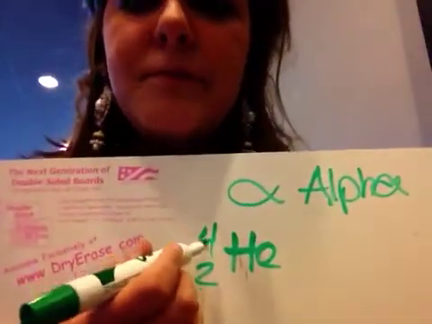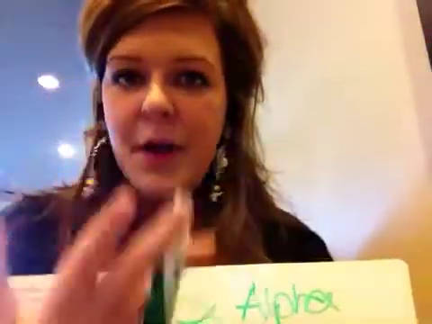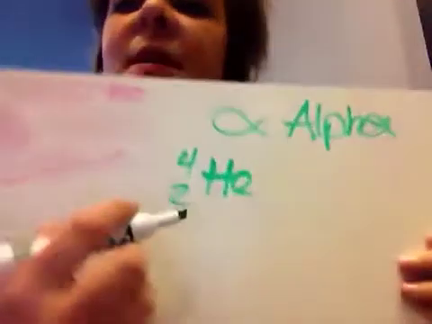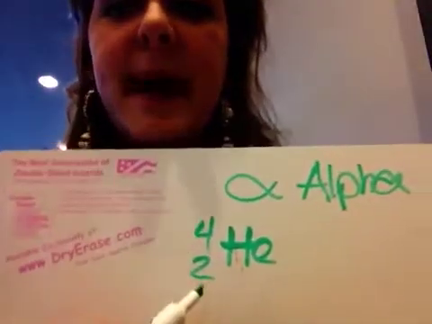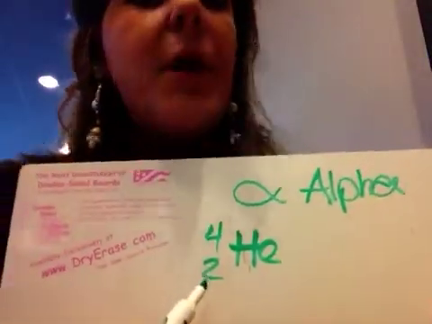So you have your symbol, mass number, and the atomic number of protons. So all an alpha particle is, is a helium nucleus. That's it. It's the same thing as a helium nucleus.